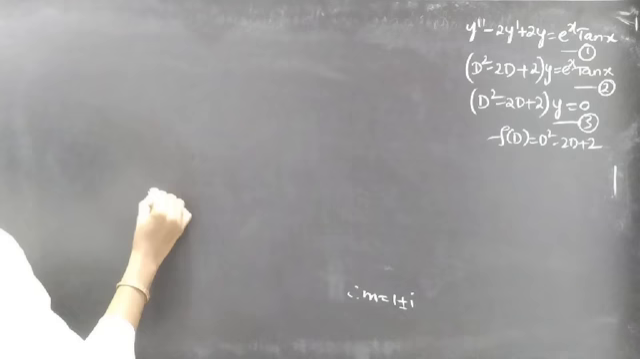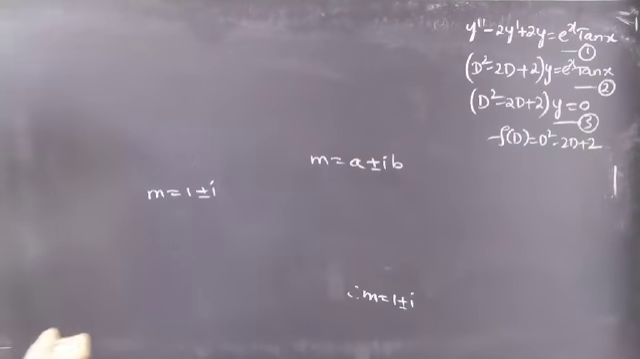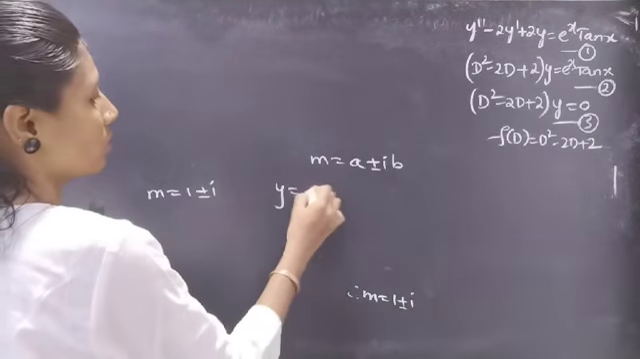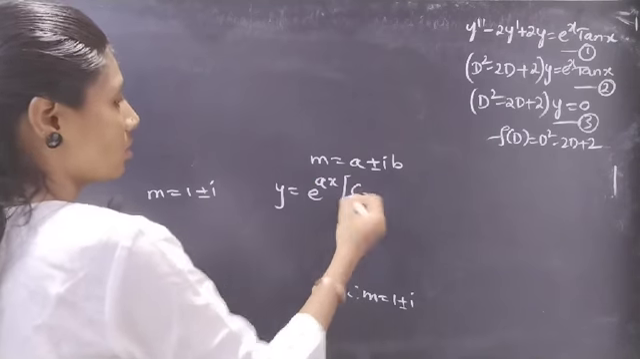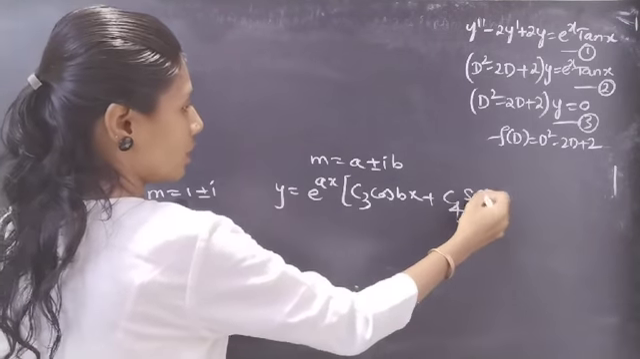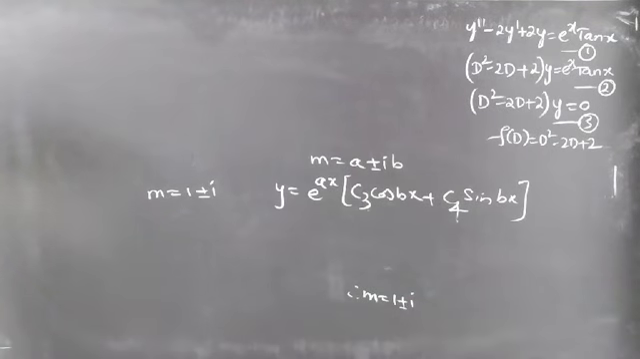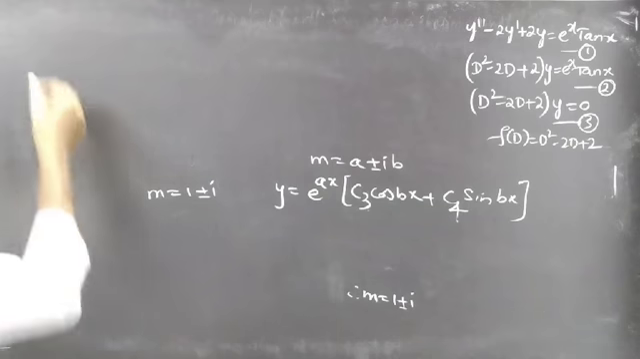So we got complex conjugate roots 1 plus or minus i, right? And if m equals a plus or minus ib, then the solution of the homogeneous equation is given by y equals e power ax into some constant into cos bx plus another constant into sin bx. See here, I have taken C3 and C4 as arbitrary constants instead of C1 and C2 because I wanted C1 and C2 to appear in the final answer. Okay, fine. Now let's write the solution of the homogeneous equation.